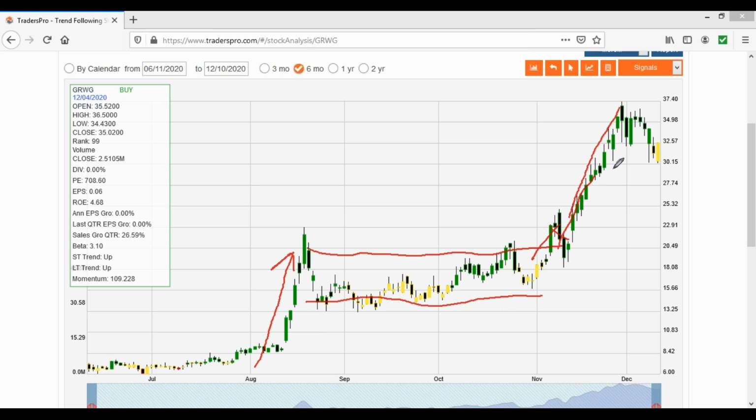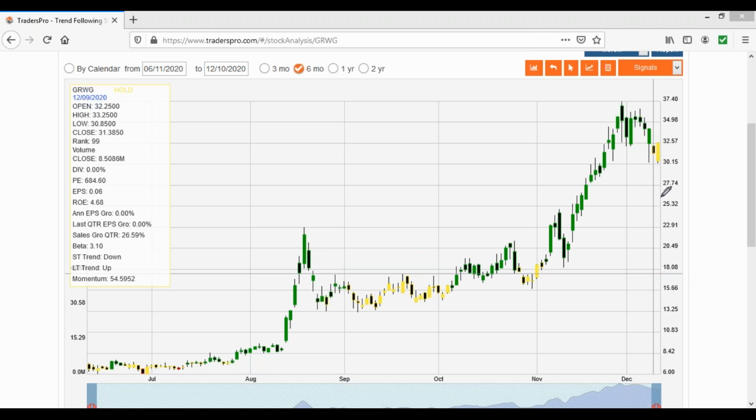But there's your impulsive move right there. And then it's pulled back a little bit. Looks like a little bit of an ABC pattern. I'll teach ABC patterns in another class. But it pulled back in here. It's gone to a hold signal. Could it drop a little bit further? Yeah, it had a nice little bullish reversal today.